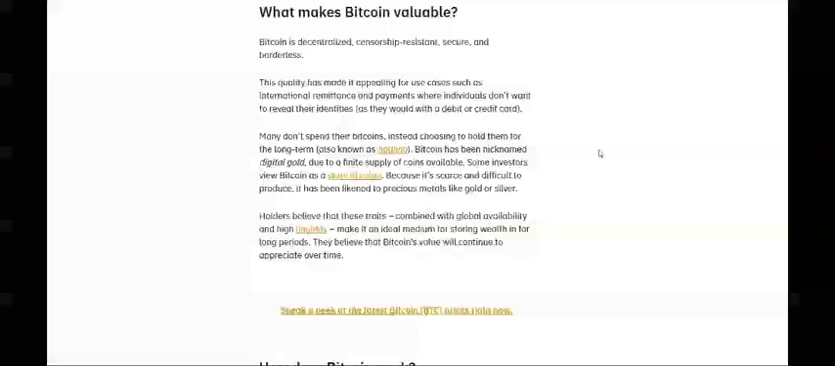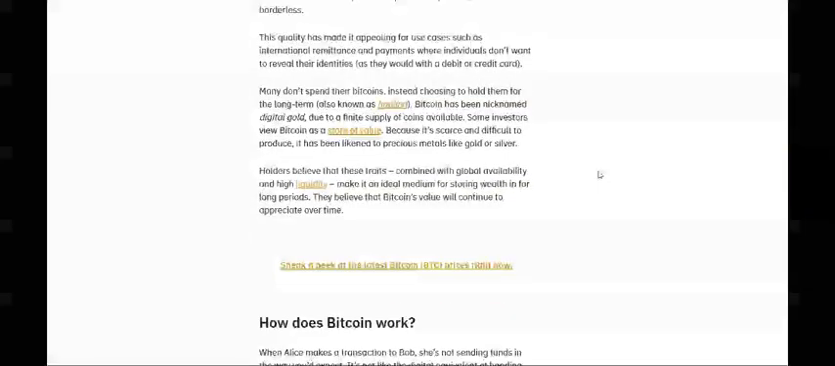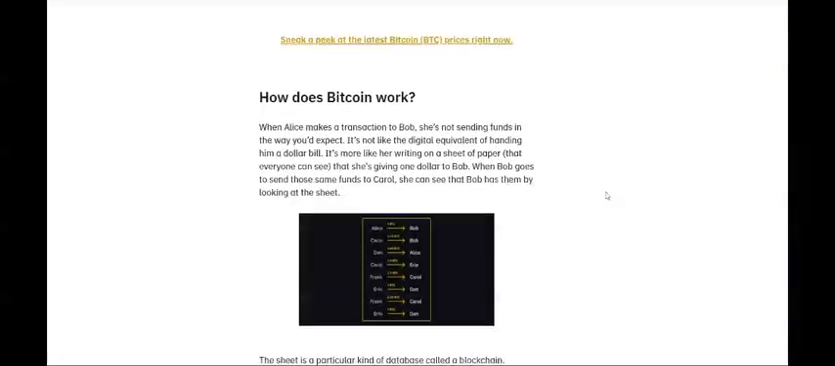Many don't spend their Bitcoins, instead choosing to hold them for the long term, also known as hodling. Bitcoin has been nicknamed digital gold due to the finite supply of coins available. Some investors view Bitcoin as a store of value because it's scarce and difficult to produce. It has been likened to precious metals like gold or silver. Holders believe that these traits, combined with global availability and high liquidity, make it an ideal medium for storing wealth for long periods. They believe that Bitcoin's value will continue to appreciate over time.